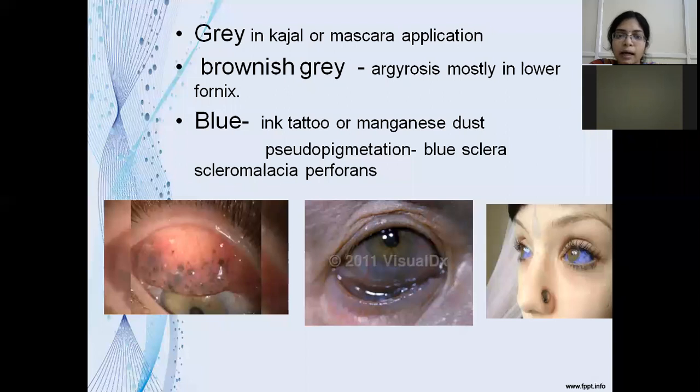Okay. Now, sometimes the conjunctiva also appears blue, but it might not necessarily be due to a conjunctival disease. Sometimes the patient has blue sclera, and because of the conjunctiva overlying the sclera, the patient might have a blue appearance, but it is a pseudo appearance. So the main cause would be either an ink tattoo or some manganese dust.